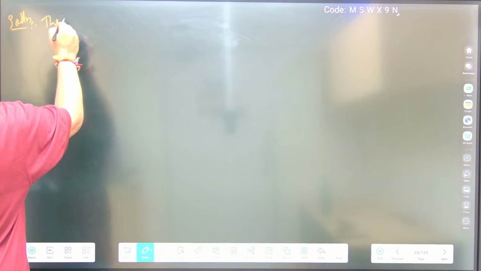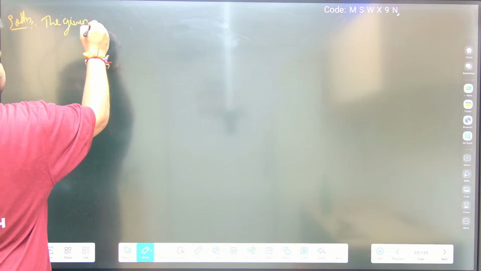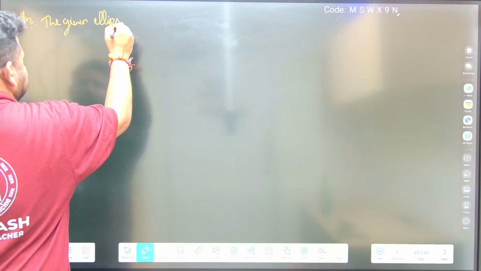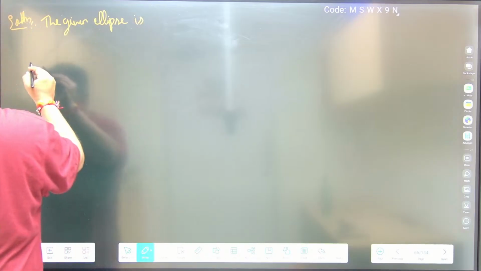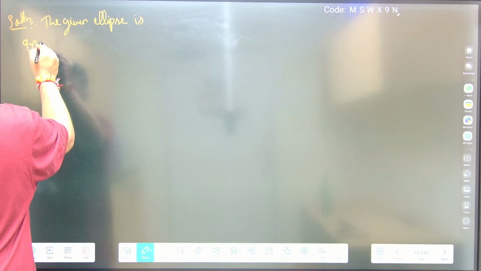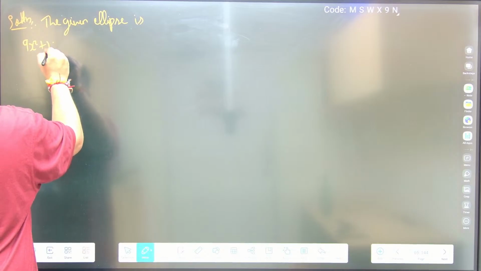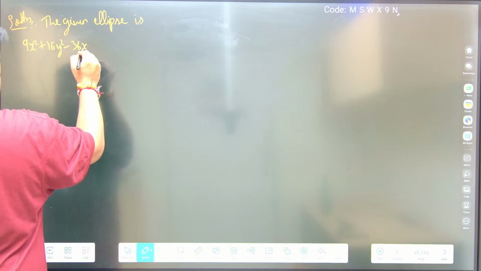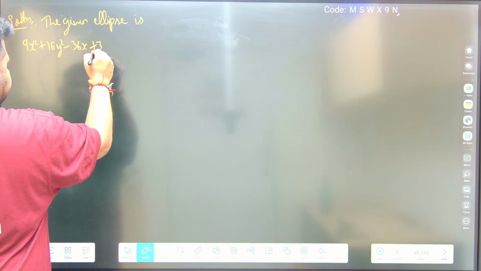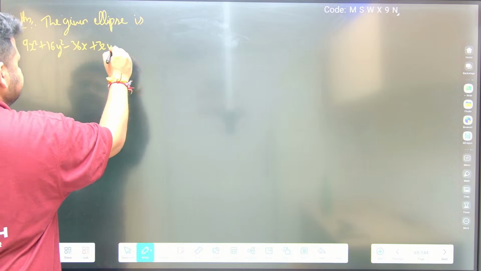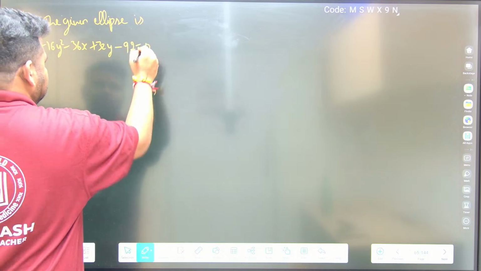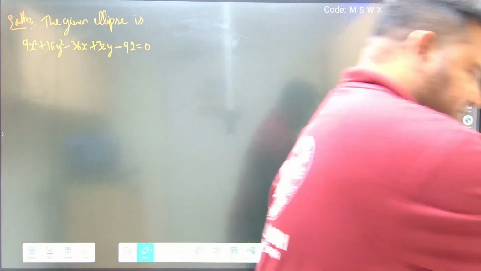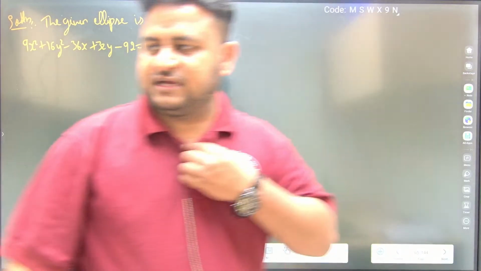The given ellipse, we will write it as given. What is the ellipse that is given? 9x² + 16y² − 36x + 32y − 92 = 0. Okay, this is the given ellipse. Now see here how to solve this. Observe carefully how to solve this.